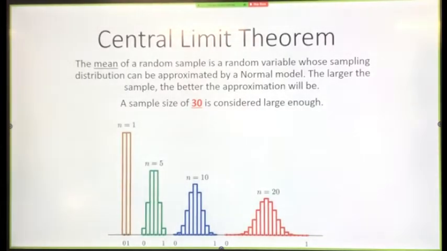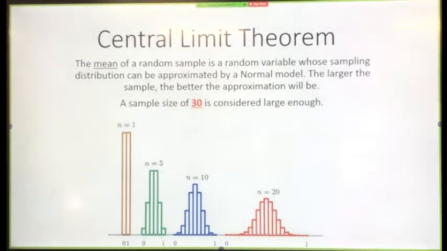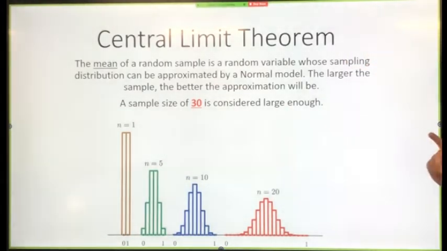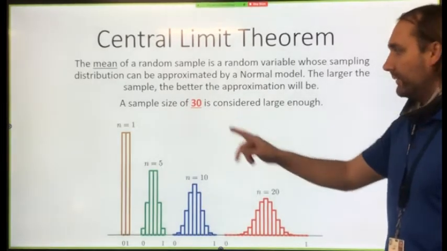The mean of a random sample is a random variable whose sampling distribution can be approximated by the normal model. The larger the sample, the better the approximation will be. So a sample size of 30 is considered large enough. So when you're talking about central limit theorem, make sure your sample size is more than 30.